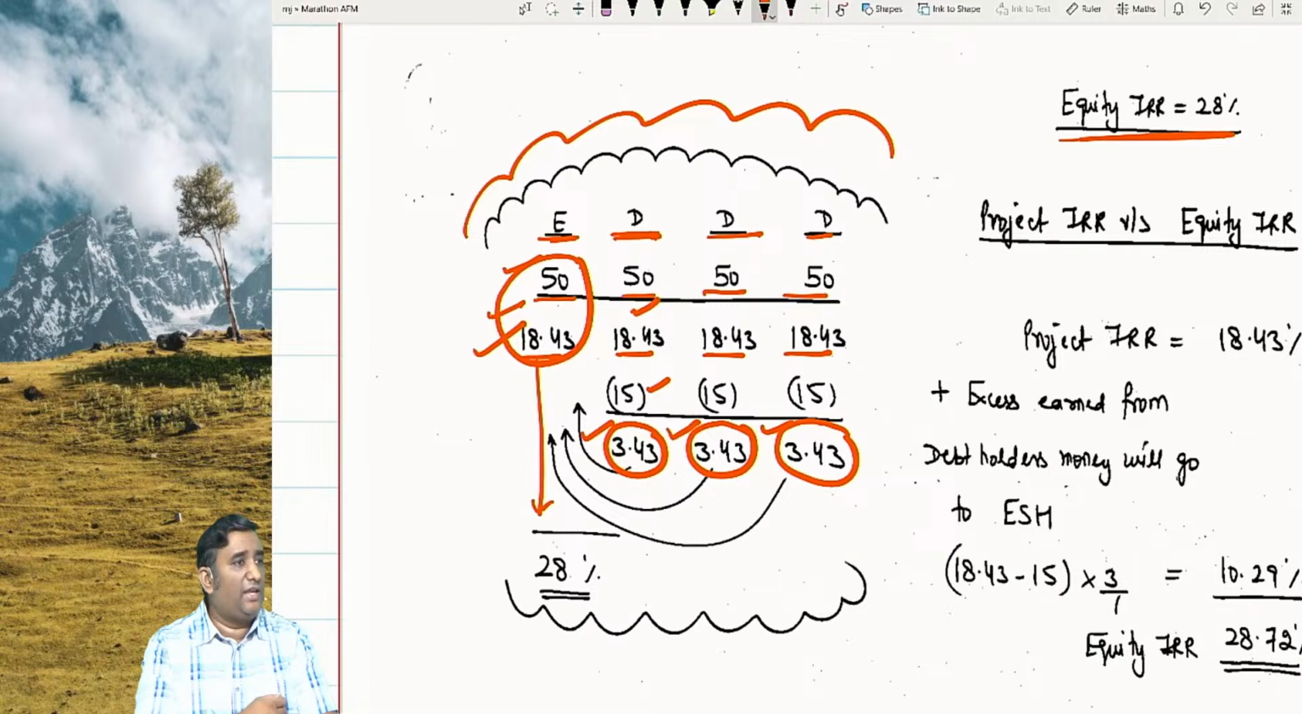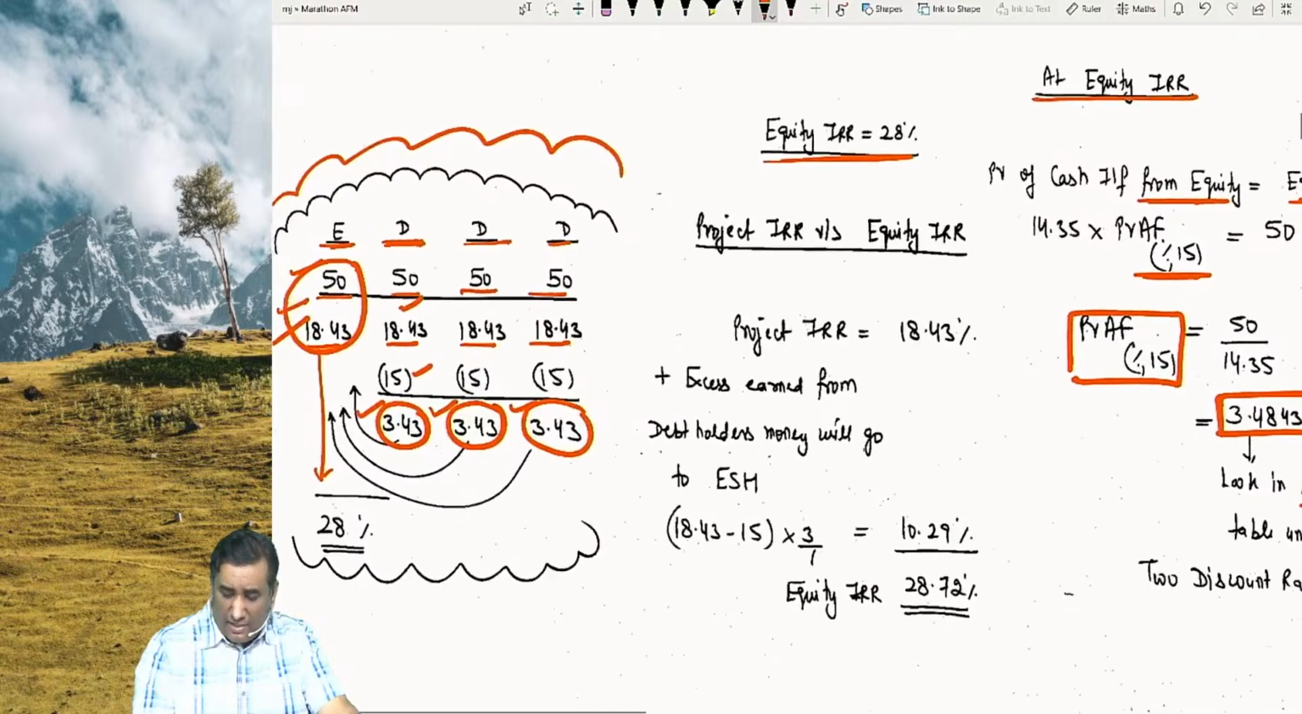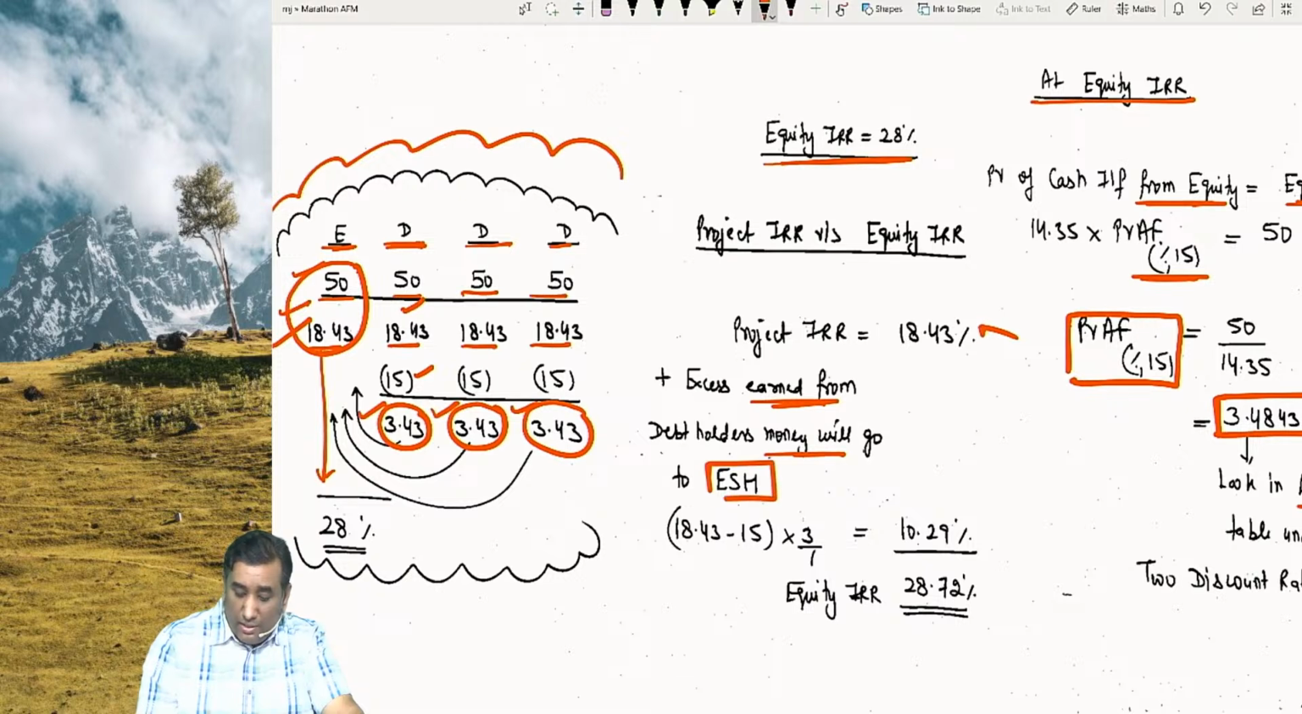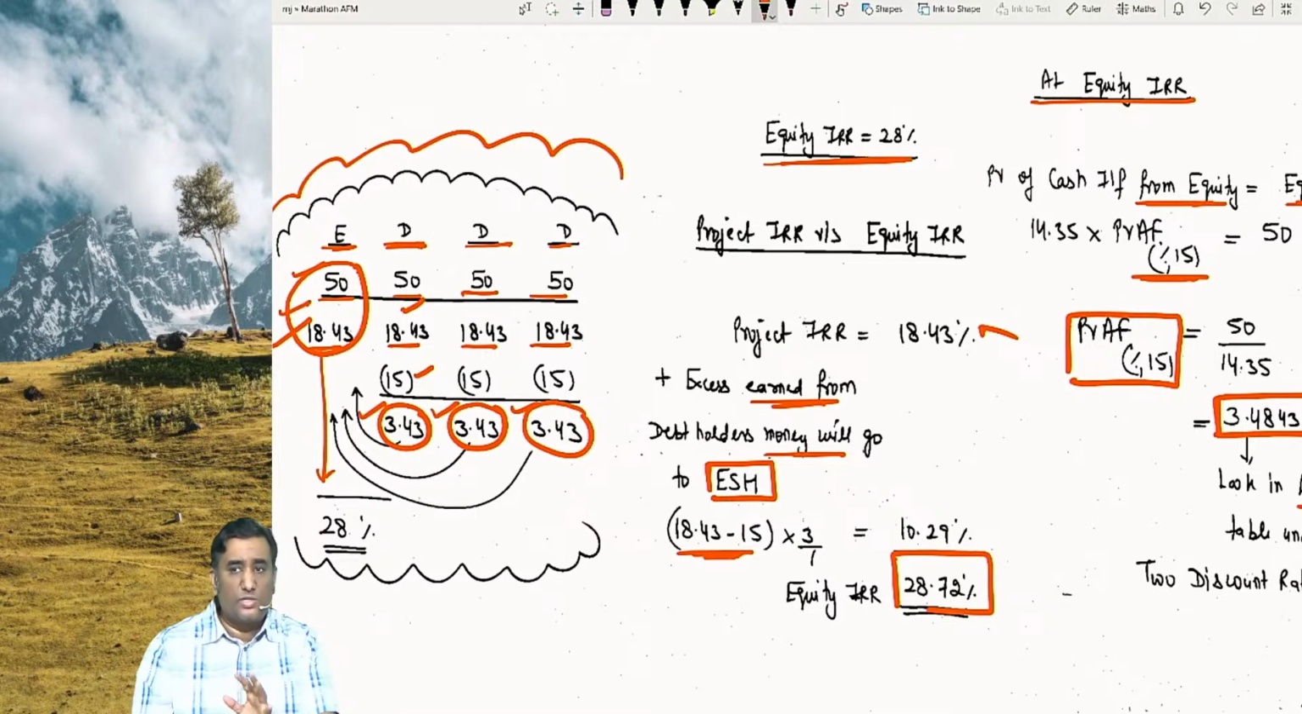These are very important questions which check the knowledge of corporate finance, and if I try to put it in statement form, I have done it here. Project IRR is 18.43. Excess earned from the debt holders' money will go to whom? Equity holders. 18.43 minus 15, into 3 by 1, and that becomes the equity IRR. So more or less it shows why there is a difference in the project IRR and equity IRR.